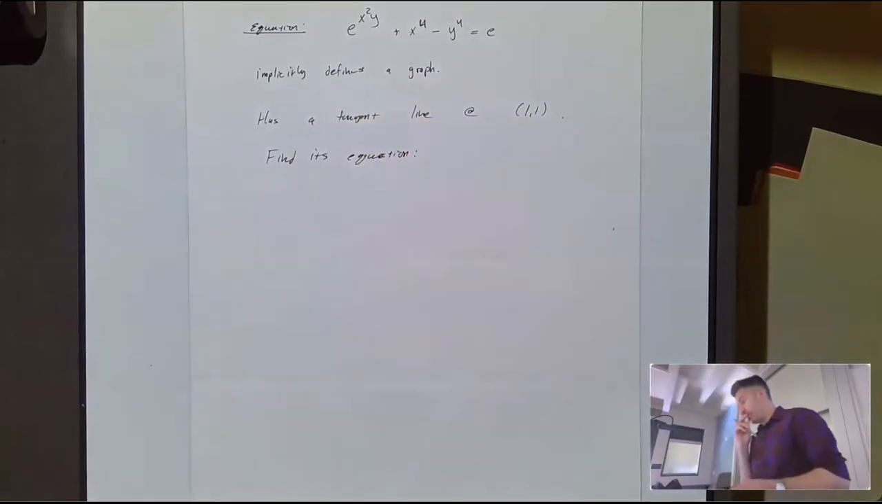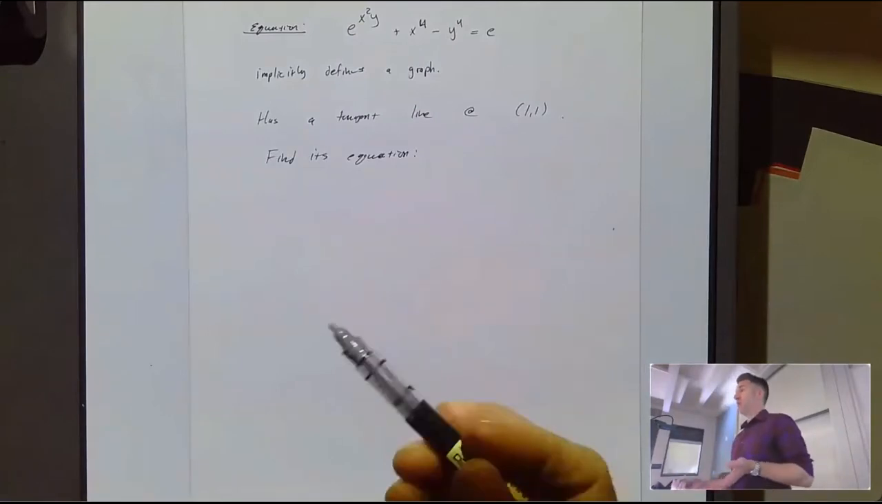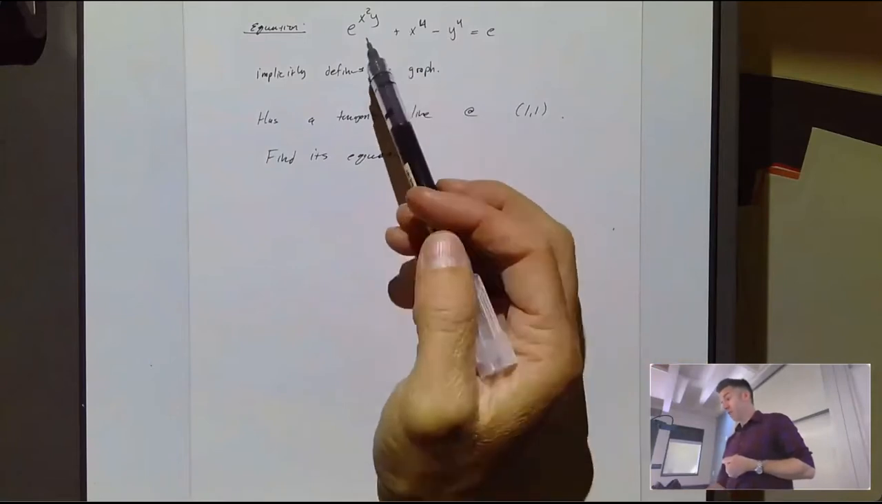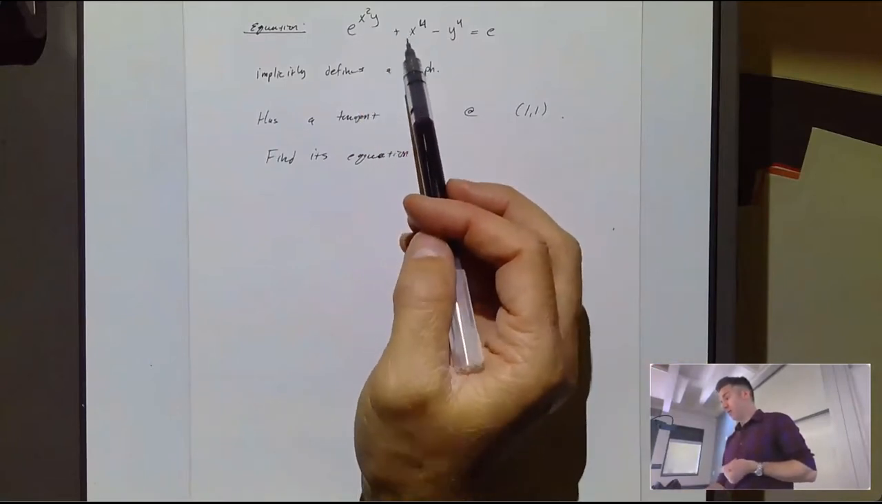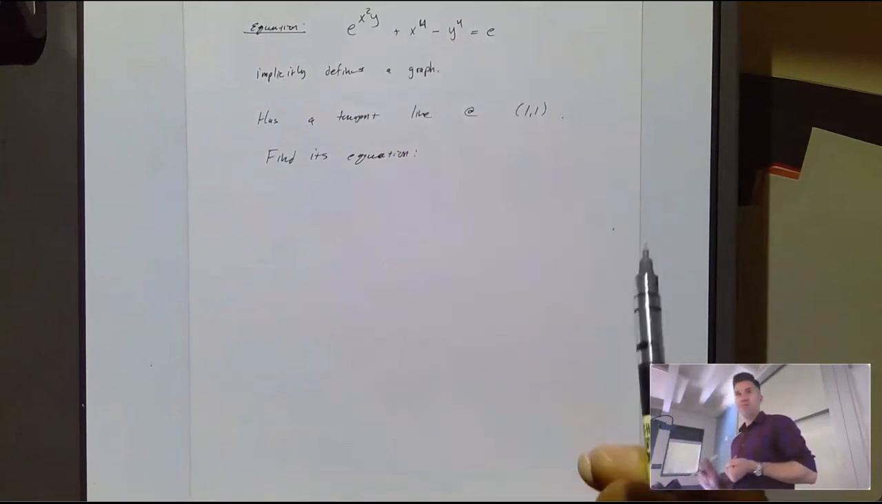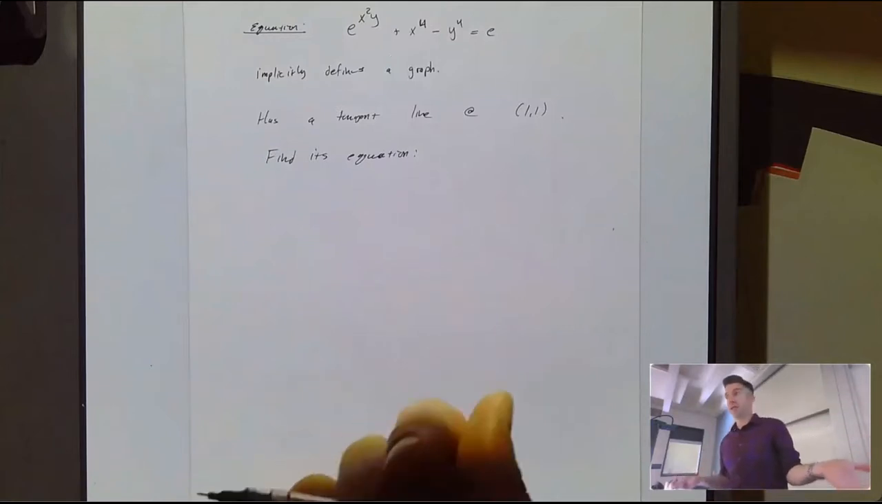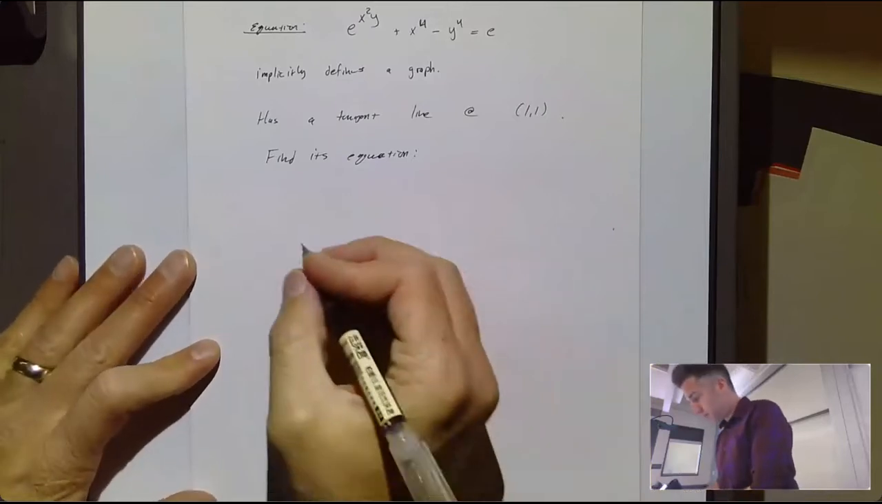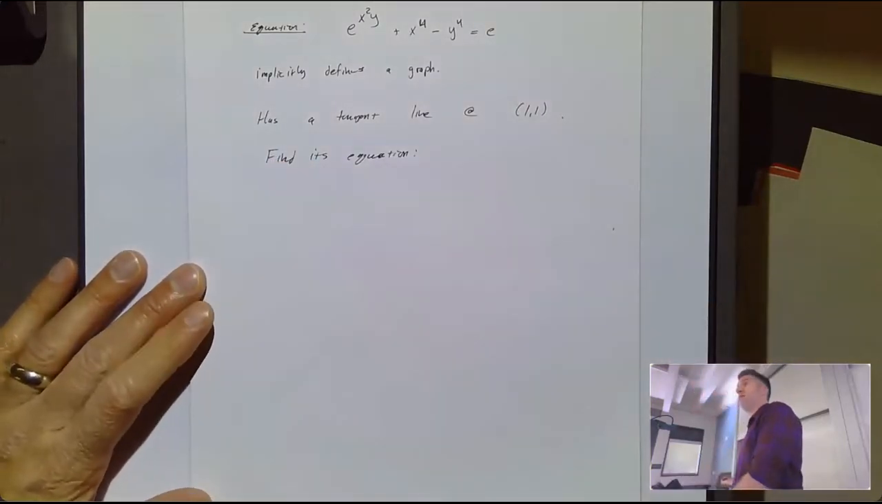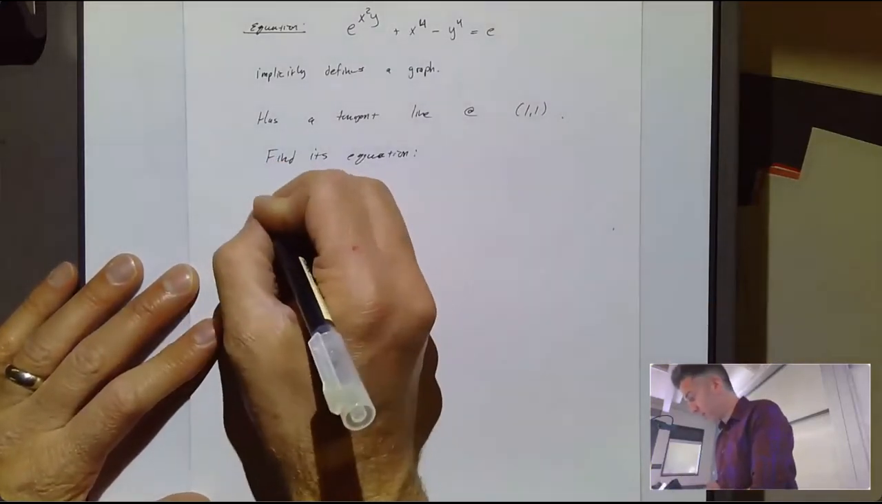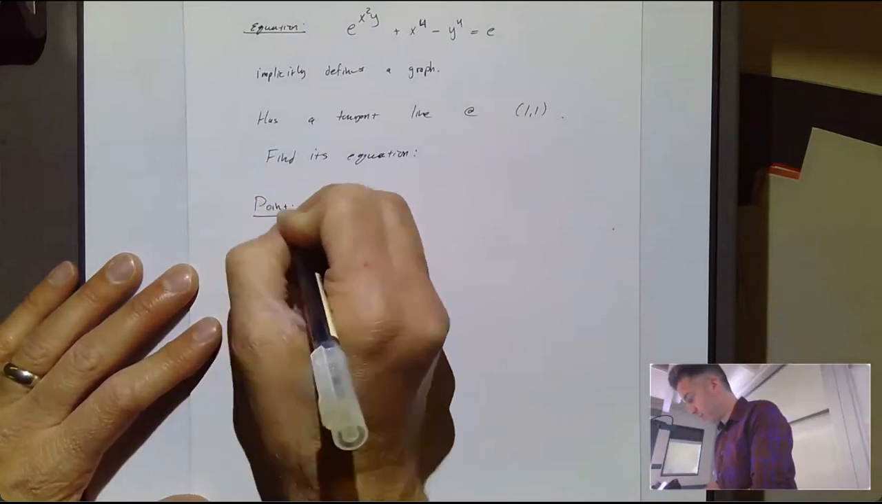And I will point out that 1, 1 is a point on this graph. If you plug in 1 for x and 1 for y, it's true that e to the 1 plus 1 minus 1 is equal to e. It should be a point on the graph. Otherwise, it doesn't make sense to ask about its tangent line equation. So again, we need two things. We already have one of them. We have the point. It's 1, 1.